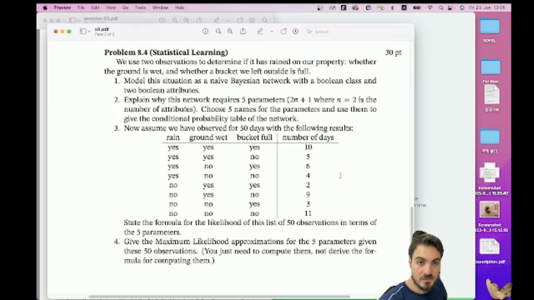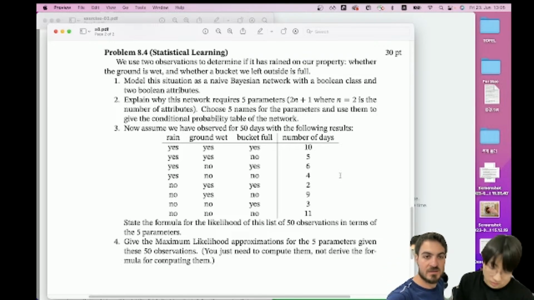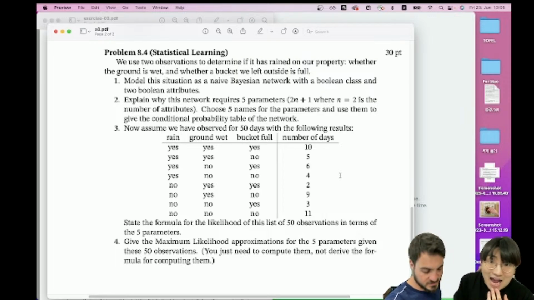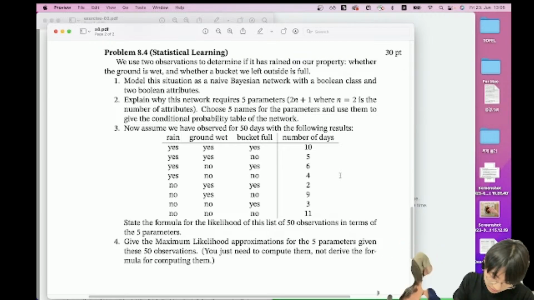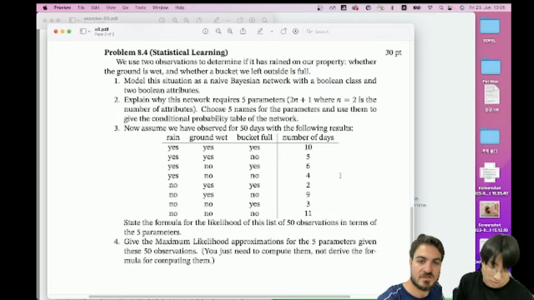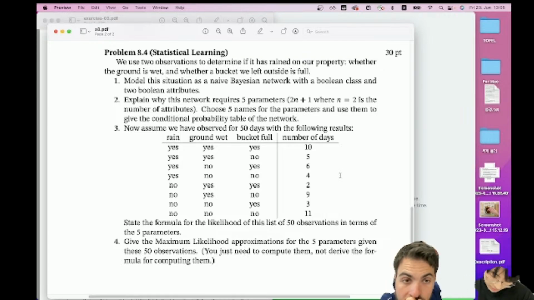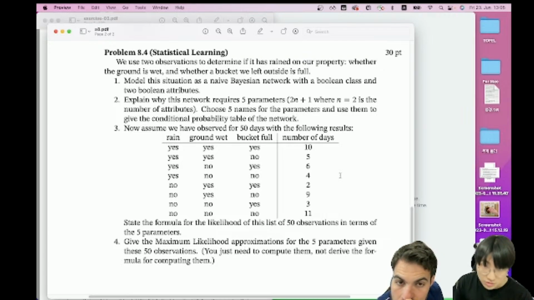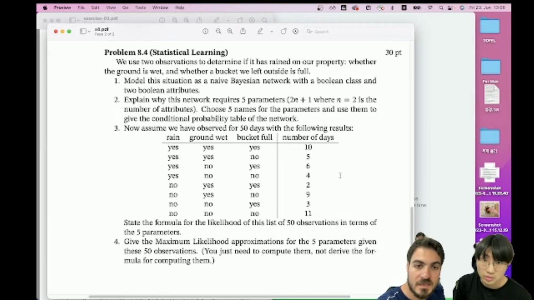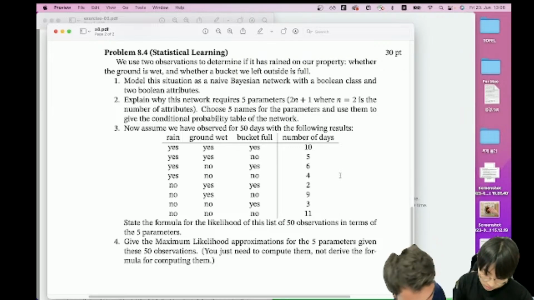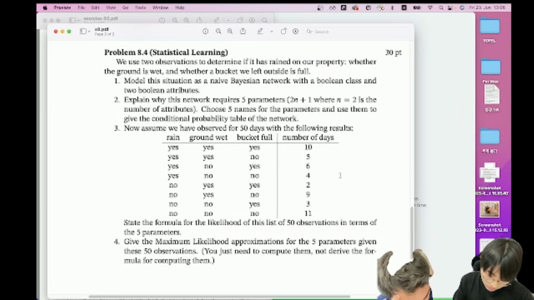Probability that this is yes and it's raining, so yes, 10 plus 6, 16. And this is not raining, so it's 3 plus 2, 5. Yes, not raining, 3. Yes, not raining, 2, 5. So it's 5 over 50, so 1 over 10. Just like that.